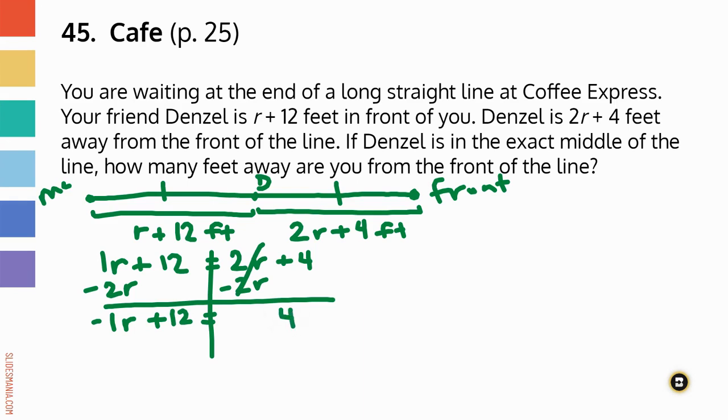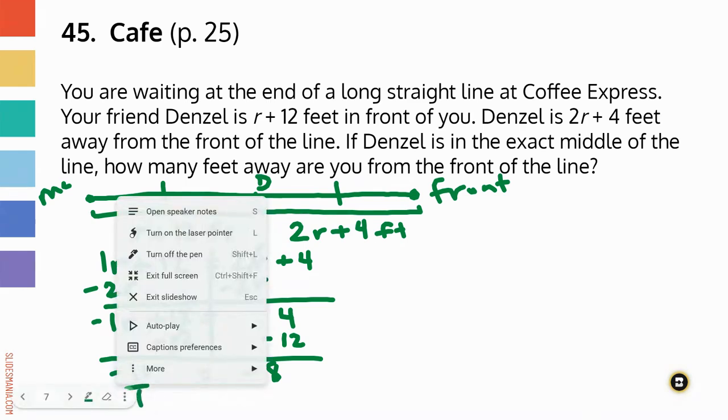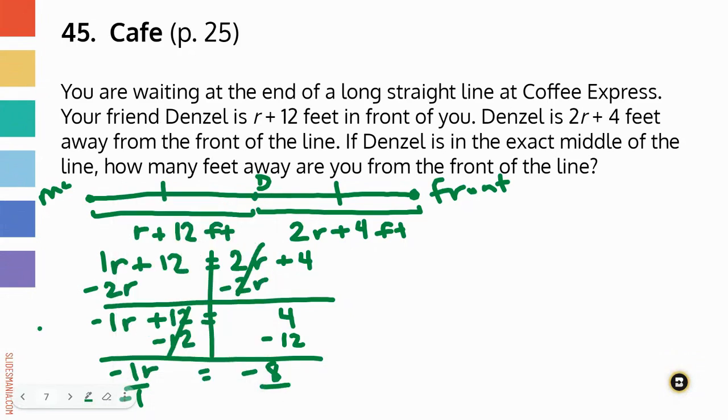And then I'm going to move 12 by subtracting. And then I have negative 1r. 12 minus 12 cancels. 4 minus 12 is negative 8. And then last step is divide both sides by negative 1. Those cancel, and I get r equals negative 8 divided by negative 1, which is positive 8.